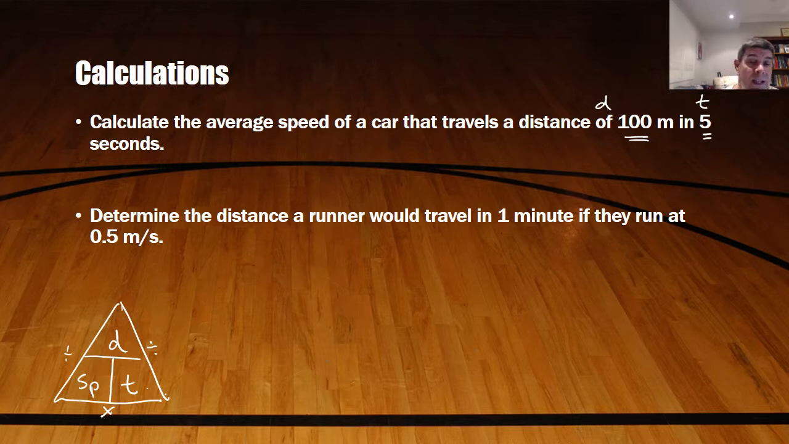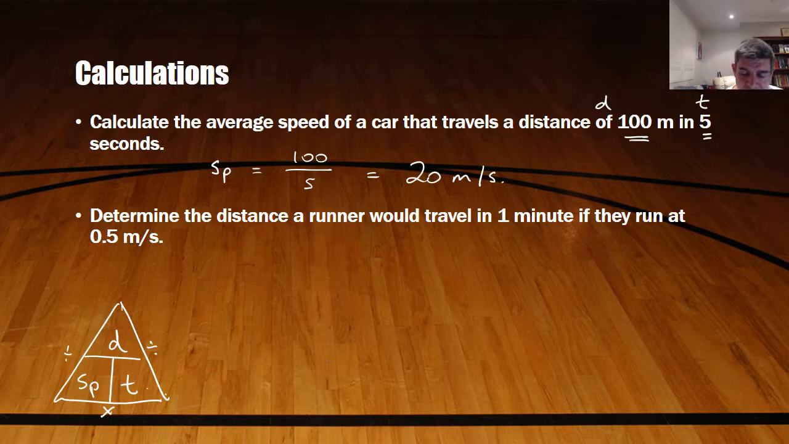So we can get to any of the variables in here very quickly by just putting them in a simple triangle. To use the triangle, we can calculate the average speed of a car that travels a distance of 100 meters in a time of 5 seconds by dividing 100 by 5. This gives us a value of 20 meters per second as the average speed.